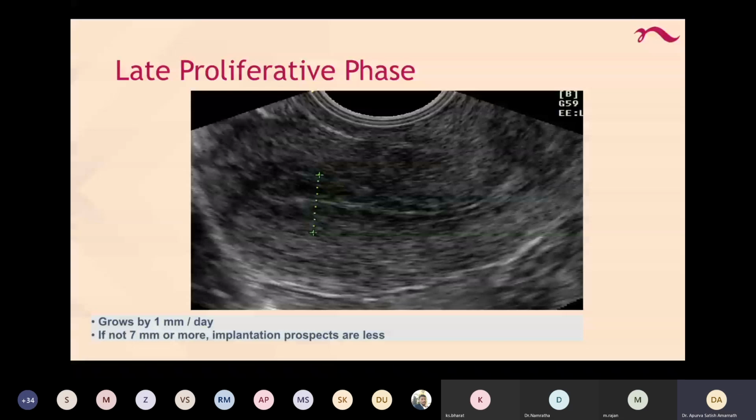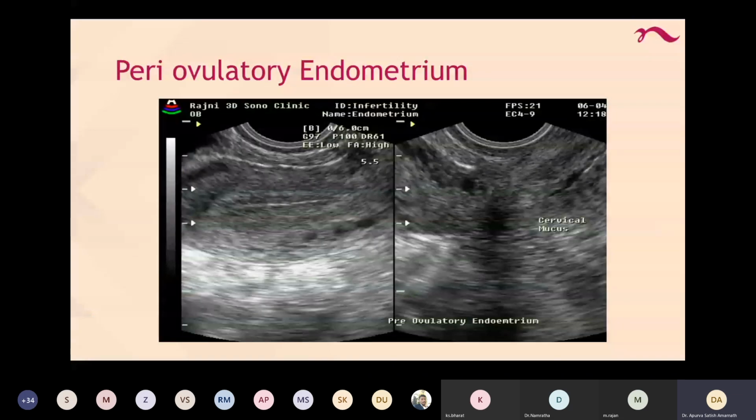So the peri-ovulatory endometrium, this is how it looks. A good thick triple line endometrium, at least 7.5 to 8 millimeters in thickness. And sometimes on an ultrasound, you can see cervical mucus plugs, which can be seen as a fluid structure in the cervical region.